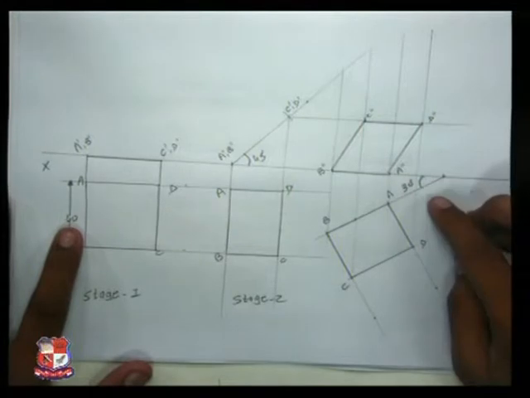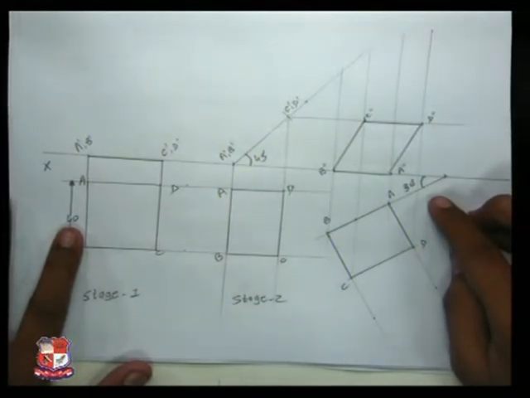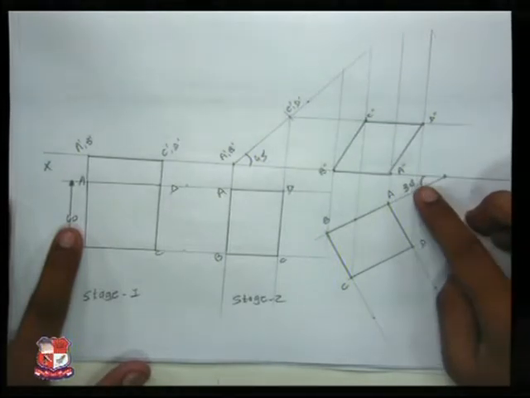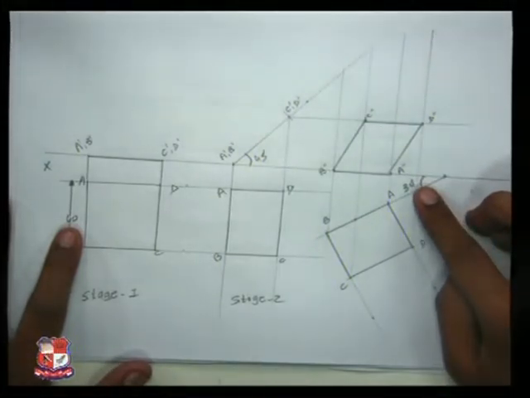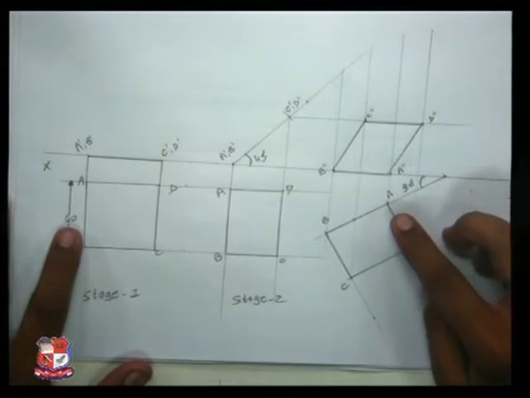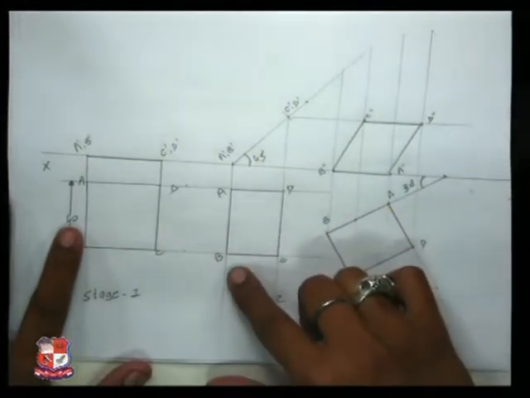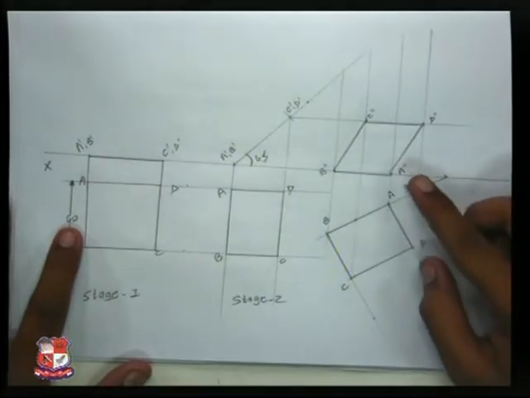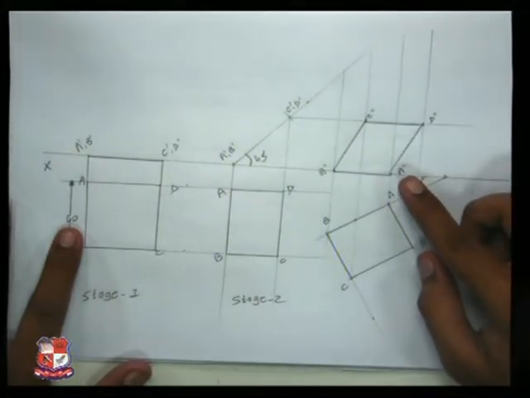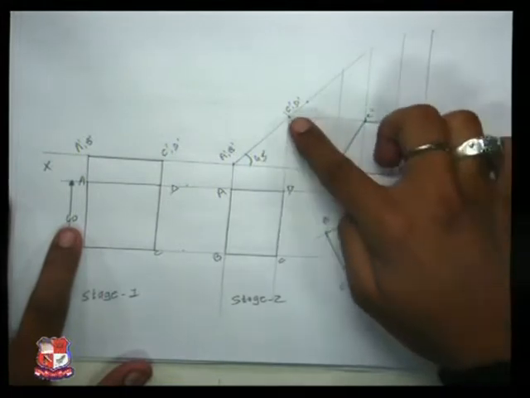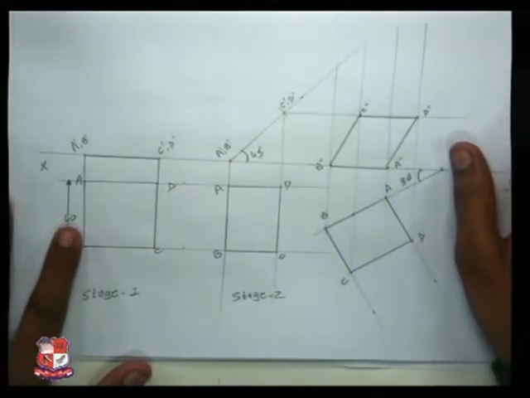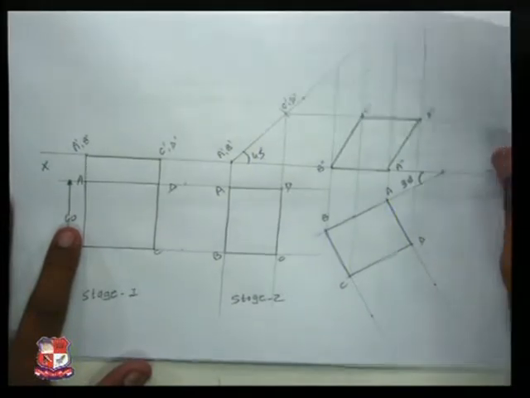Now in the third stage we need to take consideration of projections of VP as well. The angle with VP is given as 30 degrees, hence I have taken the replica of this stage 2 at 30 degrees, taken the projections at vertical plane matching with horizontal plane, and that is how we can get our final product.